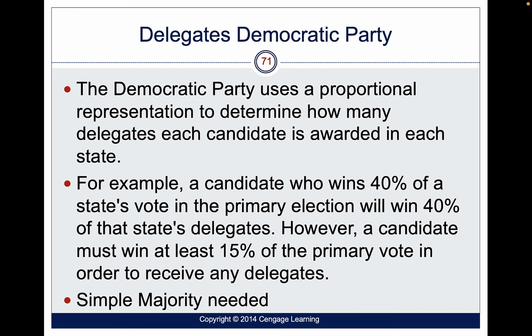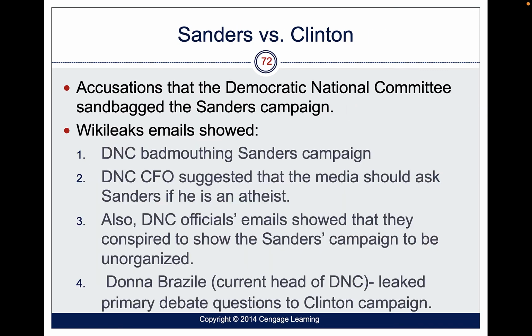The Democrats use proportional representation to determine how many delegates are awarded in each state, and we'll look at that in a minute. But say, for example, here in California, if one candidate gets 60% of the vote and the other candidate gets 40%, then of the total delegates available in California, the winner will get 60% of the delegates, and the loser will get 40% of the delegates. And you just need a simple majority.